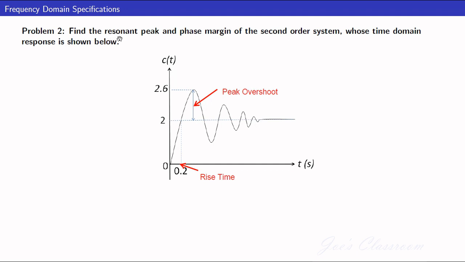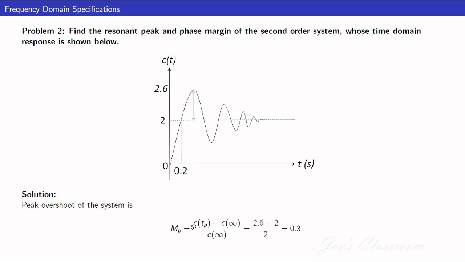Okay, so it is obvious that to calculate the resonant peak and the phase margin, you need to know the value of zeta. So how do I get the zeta? I can make use of whatever data or specification is given in the time domain. How do we calculate the peak overshoot? The value of C at TP, the peak time, that is the maximum value, minus the steady state value, C of infinity, expressed in terms of the steady state value, that is 2.6 minus 2 divided by 2 is equal to 0.3. So that is the peak overshoot for this.